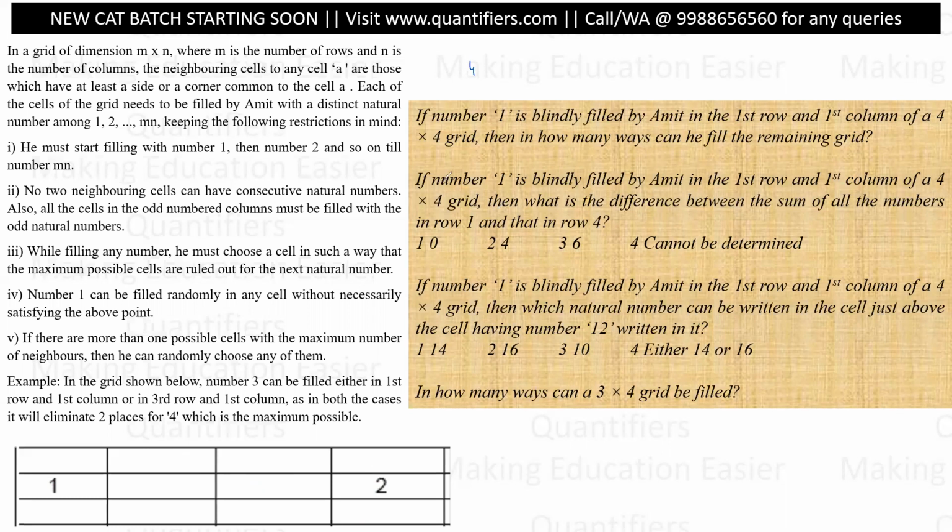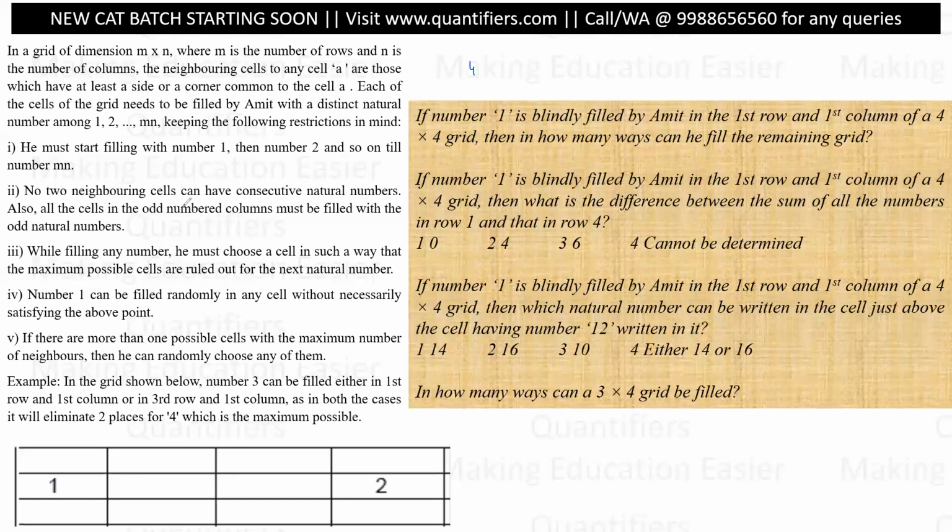Now, Amit has to fill some numbers from 1 to a natural number mn. So from 1 to 15, 1 to 16, whatever the numbers are. If there are 4 into 4, then there are 16 cells. He will have to fill all the cells, keeping this in mind. He must start with filling 1, then 2, and so on. So he has to fill it sequentially. If there is 1, then after that 1, he will have to fill 2, and so on up to number mn, whatever is the last number.